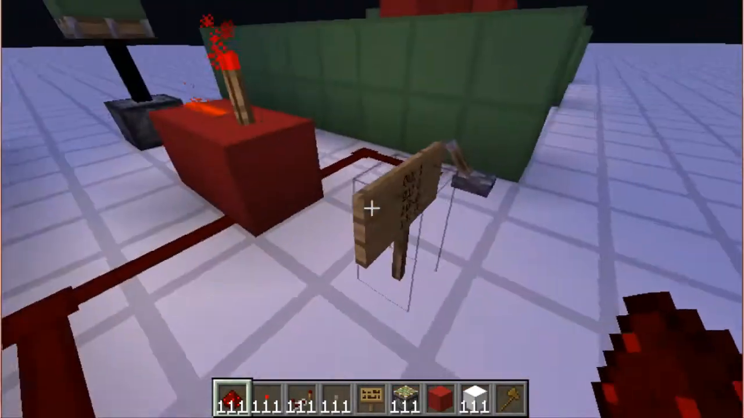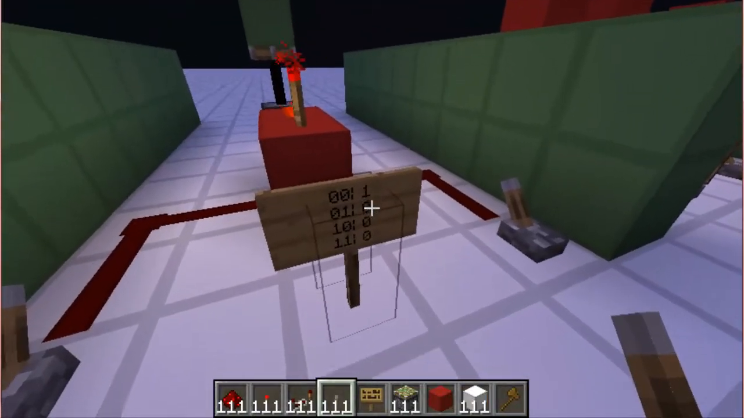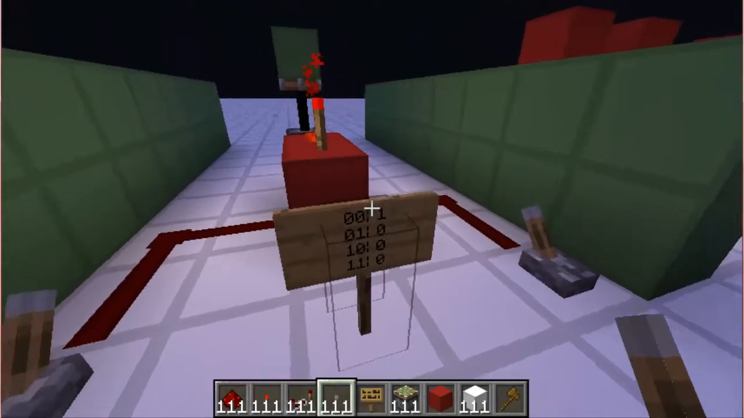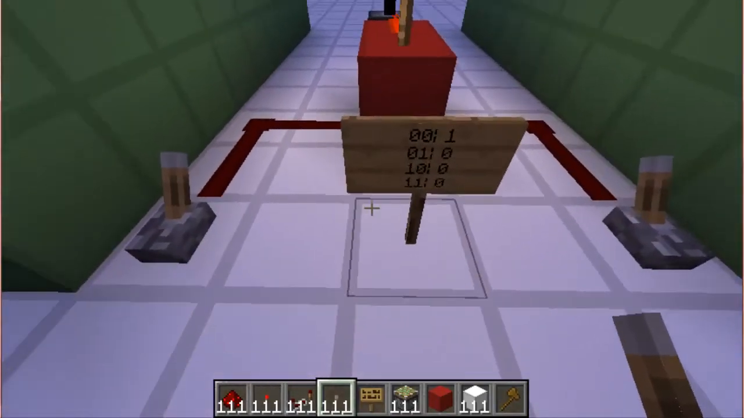As you can see, a basic OR gate is on as long as one of them is on, and off only when both of them are off. So it will be 0, 1, 1, 1. Here it's 1, 0, 0, 0.